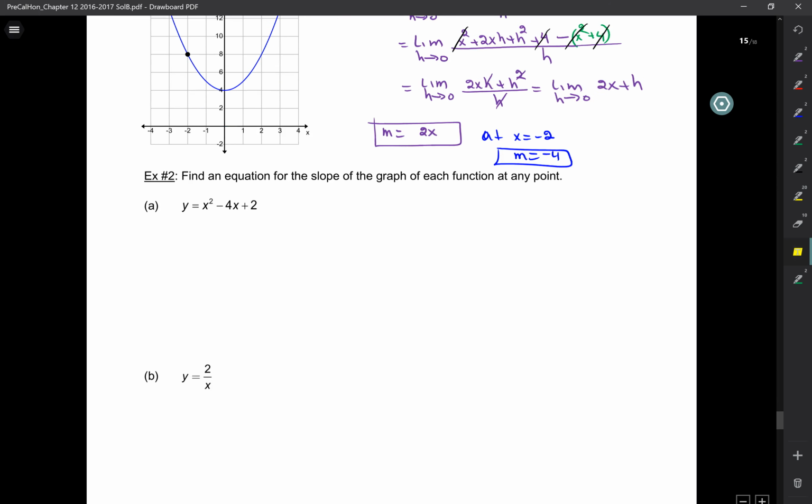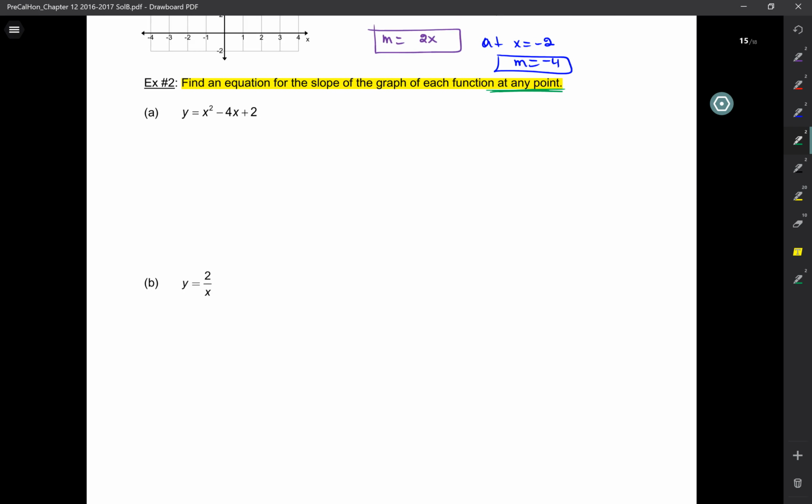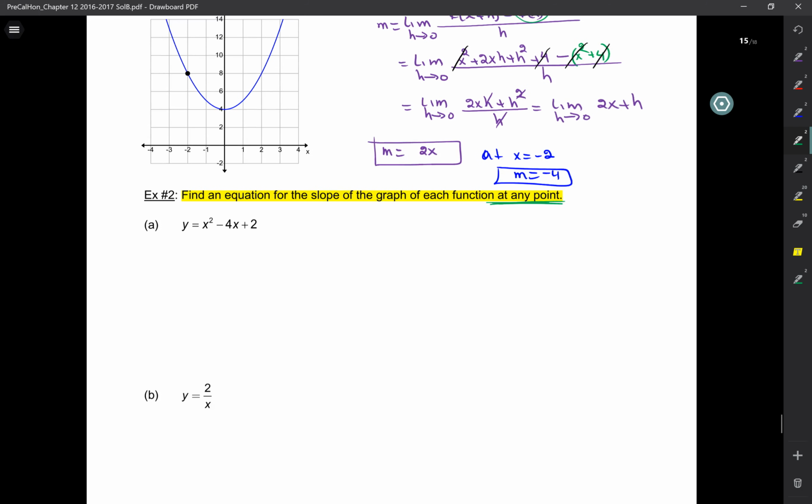Now, if it tells you to find an equation at any point, at any point, you just leave it in terms of x. You just leave it in terms of x. Okay, you just don't do that last part in the blue where you plug in a point value. You see what I mean?